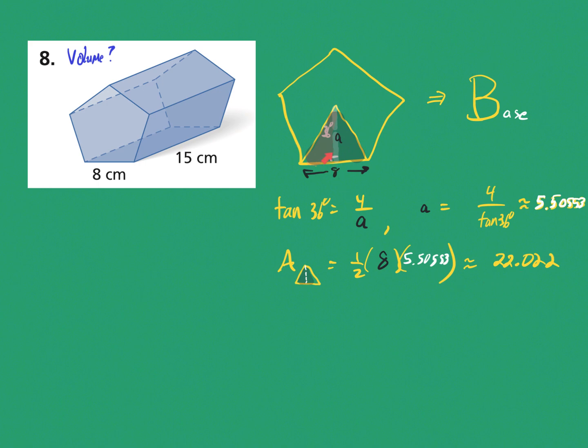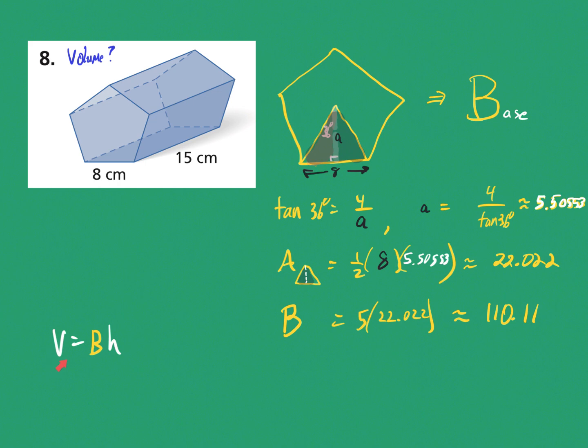22.022, and that's just one triangle out of 1, 2, 3, 4, 5. So if we multiply this by 5, we'll have capital B, the area of our base, which is about 110.11 square centimeters. So for the volume, our formula is this.